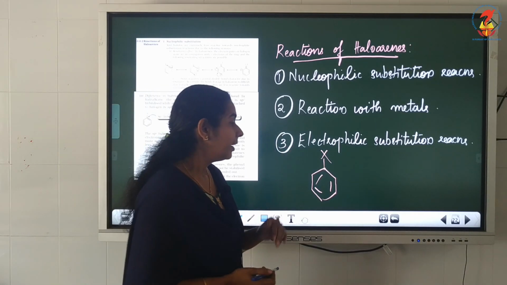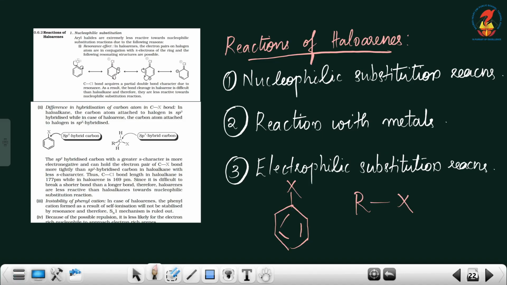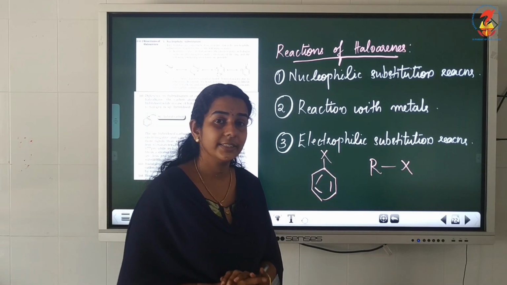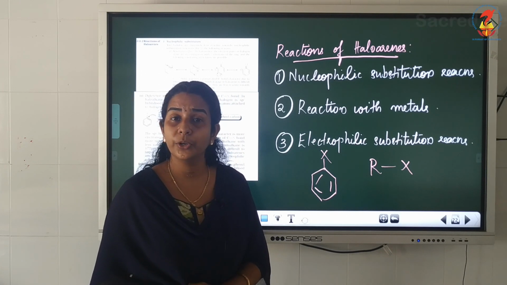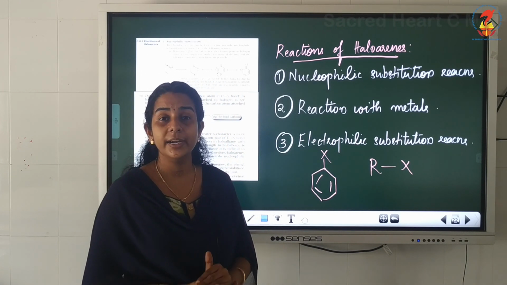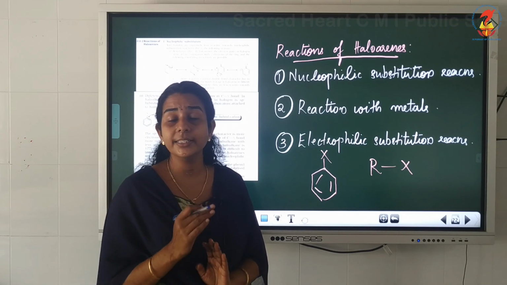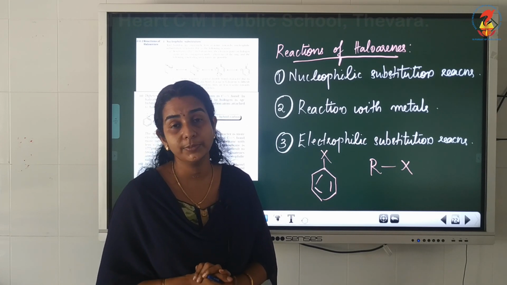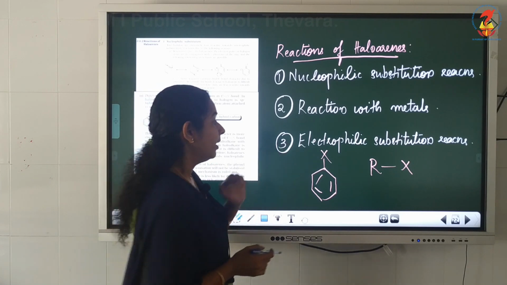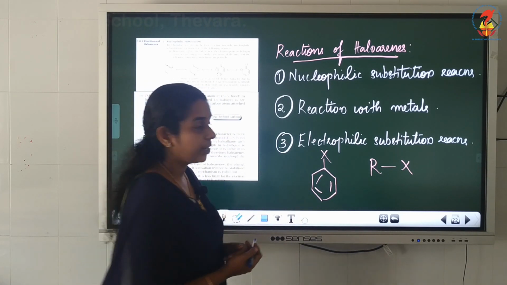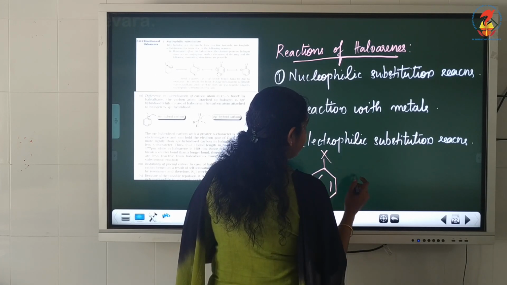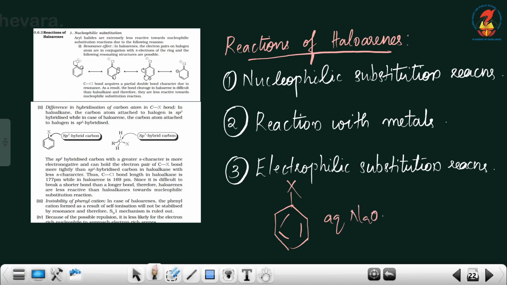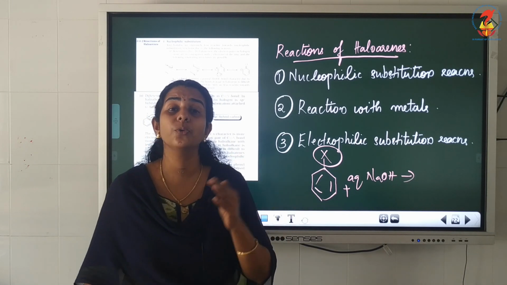Now, alkyl halides means what? RX. Alkyl halides can very easily undergo nucleophilic substitution reactions. But aryl halides are less reactive. They are extremely less reactive towards nucleophilic substitution reactions. Means, if we treat aryl halides with aqueous NaOH or aqueous KOH, it is very difficult to replace this X by OH or X by any nucleophile.